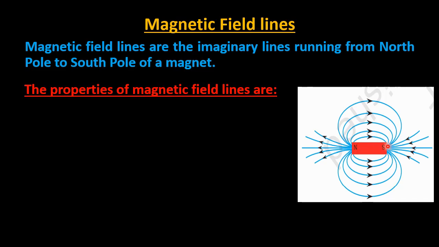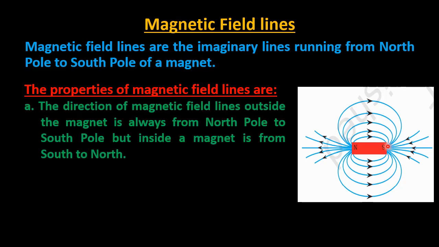The properties of magnetic field lines are as follows. First property: the direction of magnetic field lines outside the magnet is always from north pole to south pole, but inside the magnet it is from south pole to north pole. Outside this magnet, the direction of the field lines is from north pole to south pole. But these field lines are not only present outside the magnet, they are also present inside the magnet. Inside the magnet, the field lines run from south pole to north pole. It forms a closed loop.